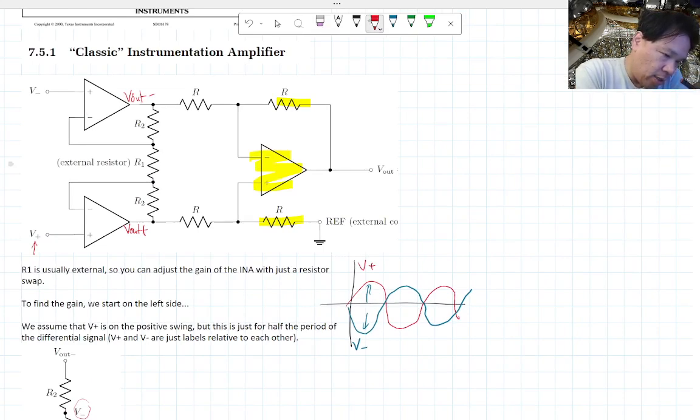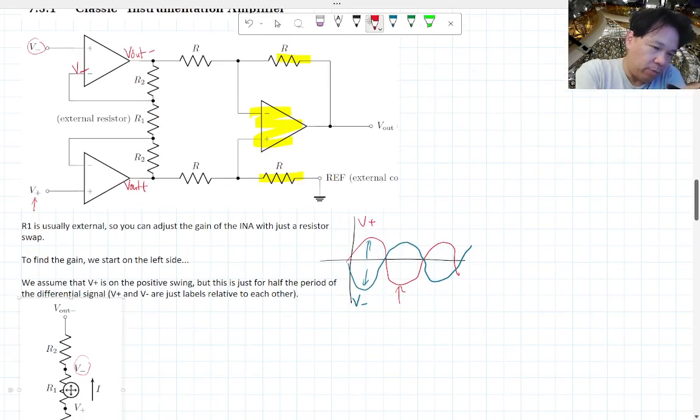This is the negative input, the inverting input of the operational amplifier that's going to take the negative differential input. One of the rules of op-amp is that the op-amp is going to try to make the inverting and non-inverting input to be the same voltage. So therefore, the op-amp is going to try to make this V minus. That's why I didn't want to have a separate label for them. So we can label this point between R1 and R2 to be V minus.